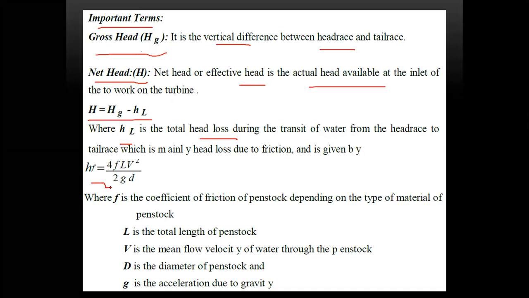Therefore, HL is equal to 4 f L V squared by 2 g D, where f is the coefficient of friction, L is the total length of the penstock, V is the mean velocity, D is the diameter, and g is the acceleration due to gravity. So these are the terms that we are using for this hydroelectric power plant.